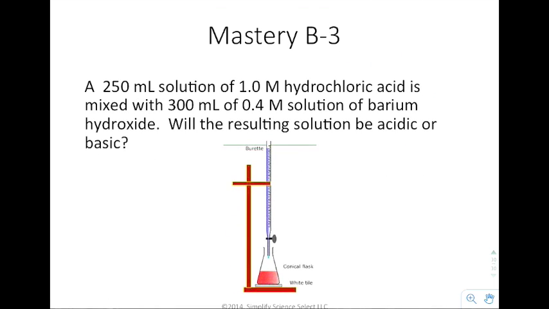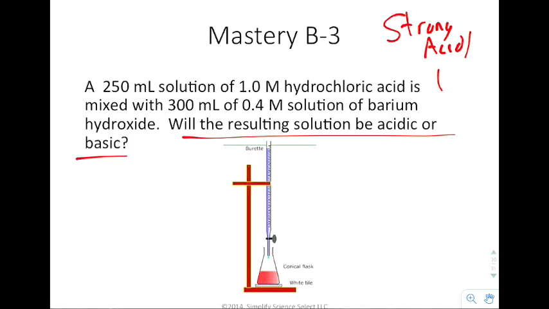Finally, we have a 250 mL solution of 1 molar hydrochloric acid mixed with 300 mL of 0.4 molar barium hydroxide, and we want to know whether the resulting solution is going to be acidic or basic. So we know these things are both strong acids and strong bases, so we know they're going to dissociate completely. So because of that, we can look at the number of moles of each to determine whether it's acidic or basic. So I'm going to say this is 0.25 liters. I'm going to say this is 0.3 liters. I just converted the values.